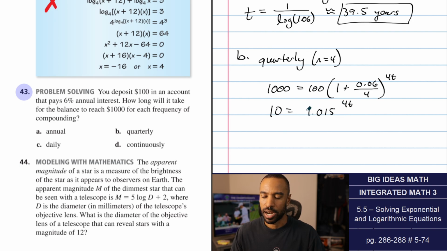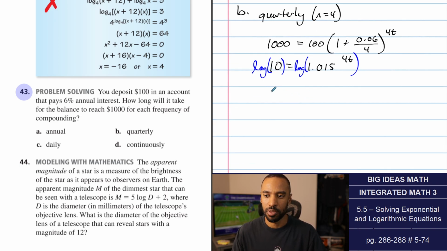And it's at this stage that I can, again, log both sides. So you can see there are some common traits going on. When I log both sides, log of 10 is still 1. So I'm still getting a 1 from this no matter what I do on this set of problems that I'm doing. Now this is 4t times the log of 1.015.